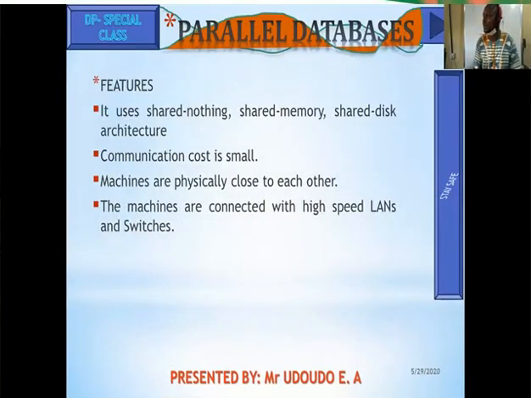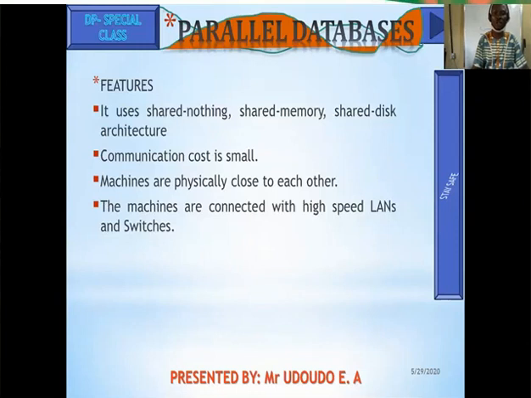So the next thing is about the features of parallel databases. What is it all about? We say it uses shared nothing, shared memory, shared disk architecture. We'll soon be talking about the architecture of this particular database. So it makes use of three different structures: shared nothing, shared memory, and shared disk. So these are the features, or say characteristics. You can use the word features or characteristics.